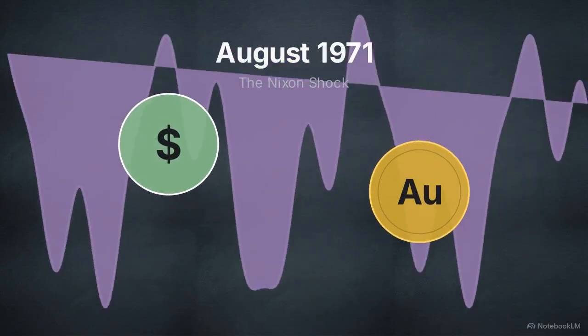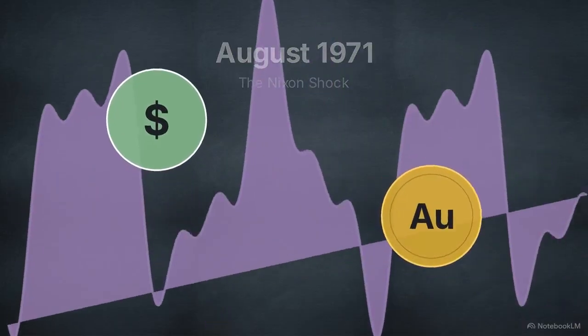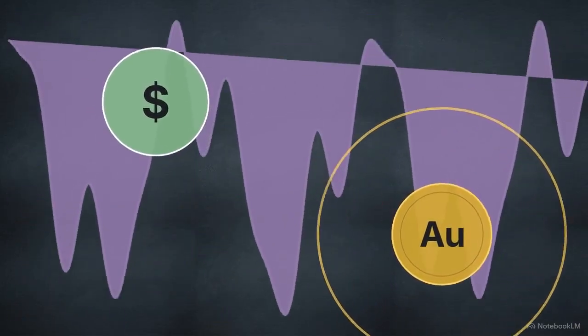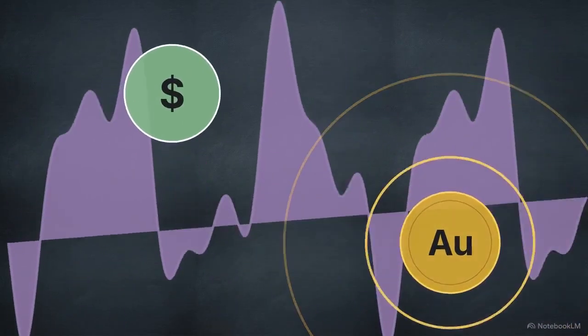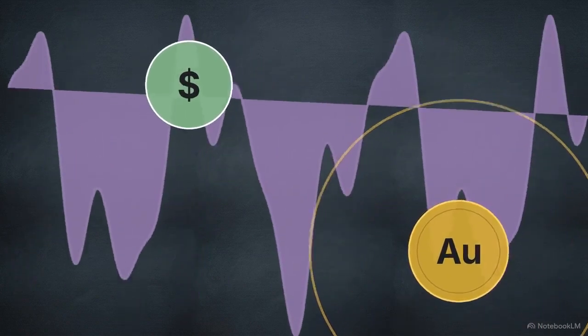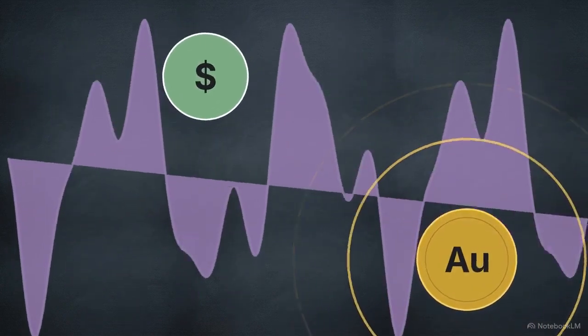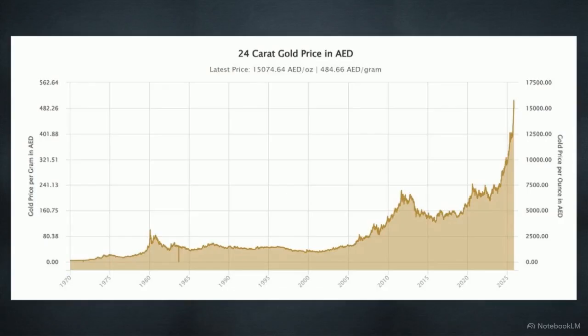In August 1971, the Nixon administration suspended the dollar's convertibility into gold. This decoupling removed the final external constraint on monetary discretion. This chart tracks 24-karat gold from 1970 to 2025. Following the 1971 pivot, the fixed peg shattered, and gold entered a regime of high-frequency price discovery. This volatility quantifies macroeconomic uncertainty, each spike tracing a period of institutional stress.